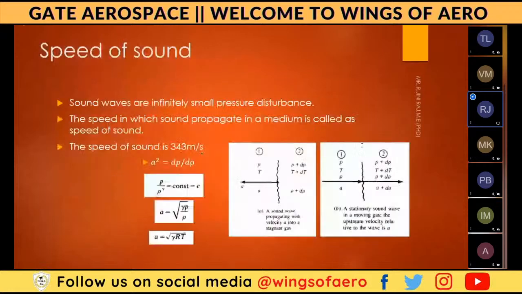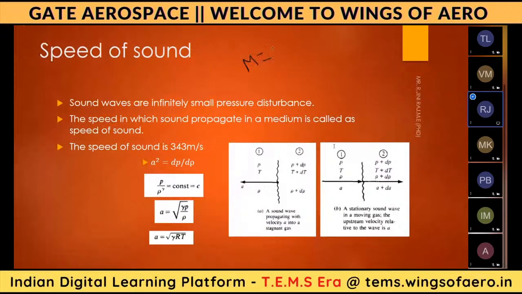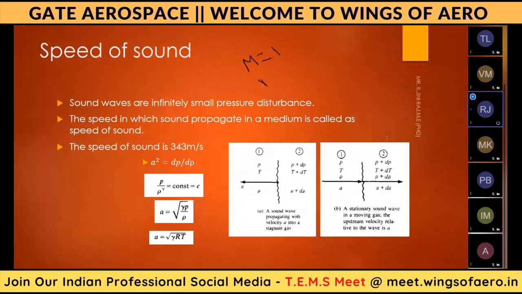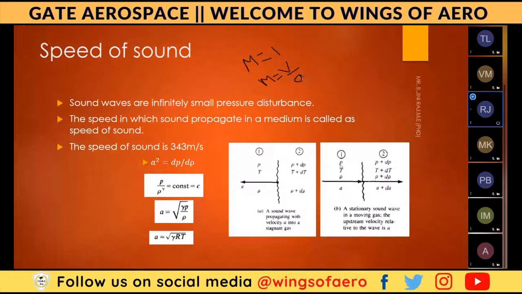So I told you that based upon the Mach number, we have classified subsonic flow, sonic flow, and so on. We know the Mach number M equal to v by a. The formula of Mach number equal to v by a. Here v is the velocity of the object moving, and a is the speed of sound.